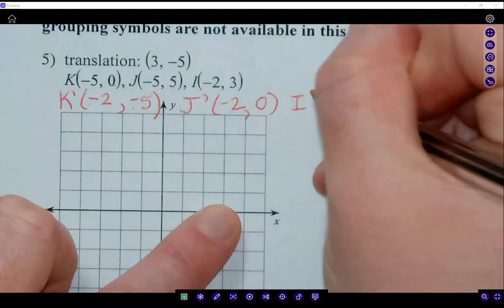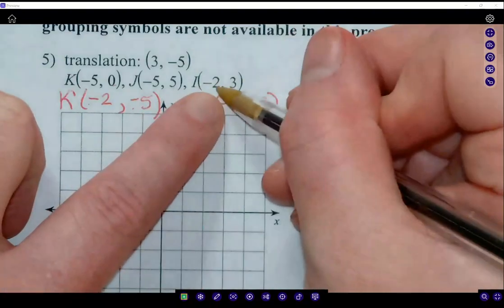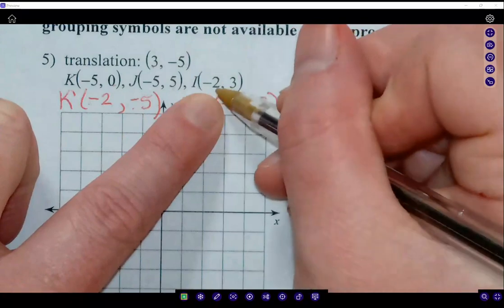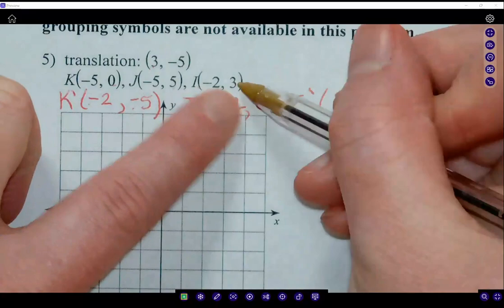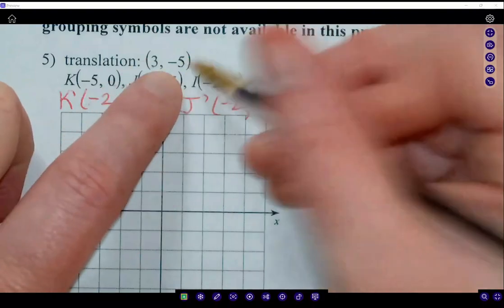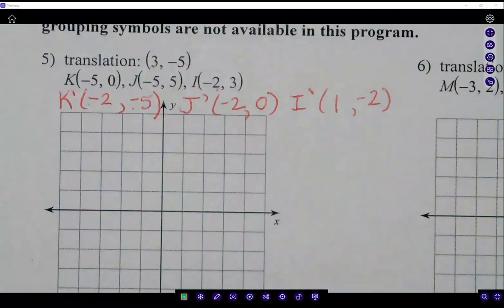And then for a prime, we need to add those corresponding components. So a's x value is negative 2. The translation vector's x value is 3. What is negative 2 plus 3? Okay, and then the y values, we've got positive 3 plus a negative 5. What is 3 plus negative 5? Okay, so you do the math to get the ordered pairs.